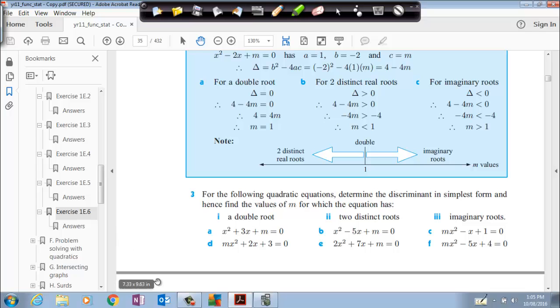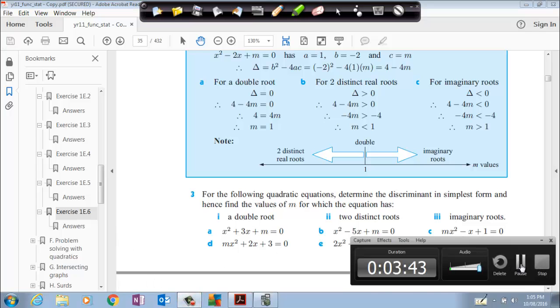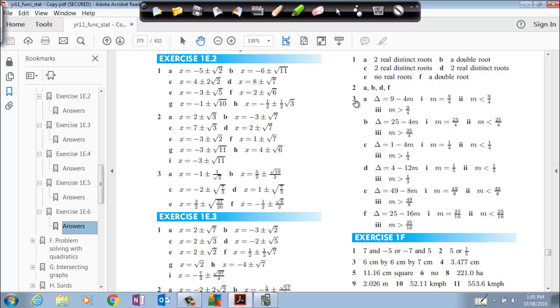Sitting in question 3. And here are the answers to question 3, sitting there.